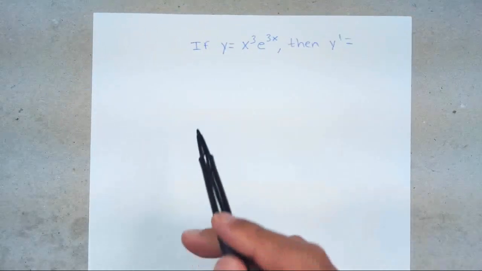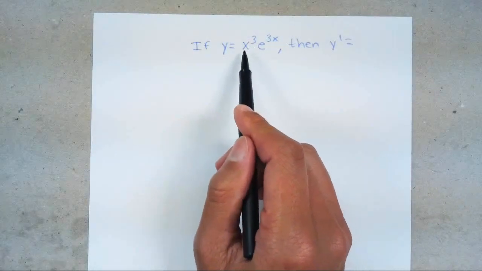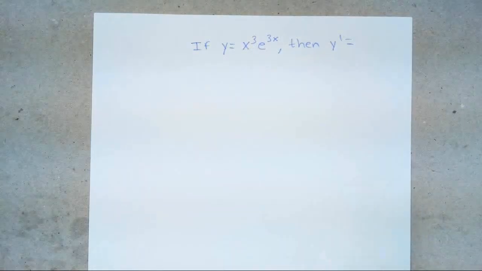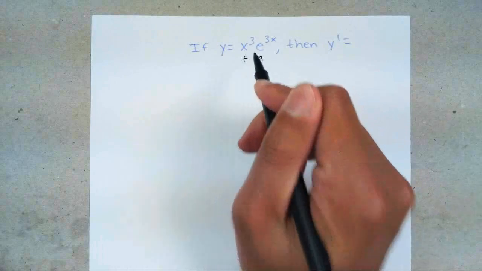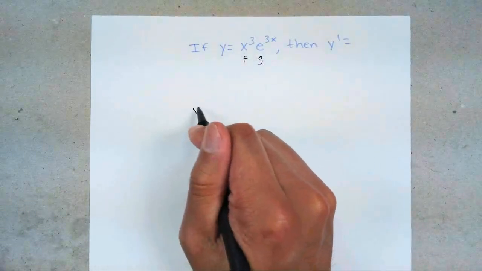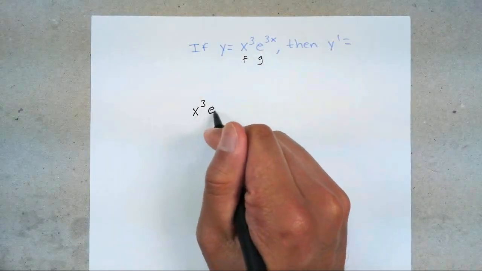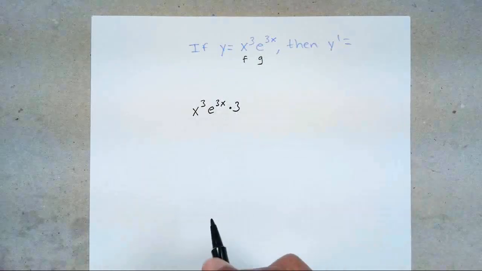Well, in this case, I can't just forget about this x cubed because this x cubed is an actual function. And when I have a function times a function, that means the only way to actually find its derivative is product rule. So with product rule, we know that this is our f, this is our g. This is my first equation, this is my second equation. So bring down the first, derivative of the second. Well, the derivative of e is bring it down, e to the 3x, times the derivative of the exponent, which is 3.